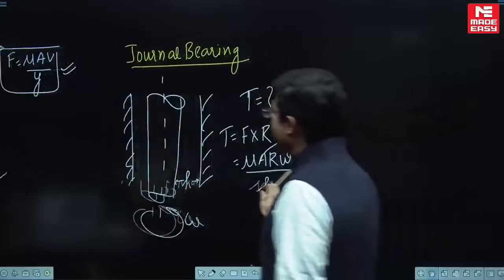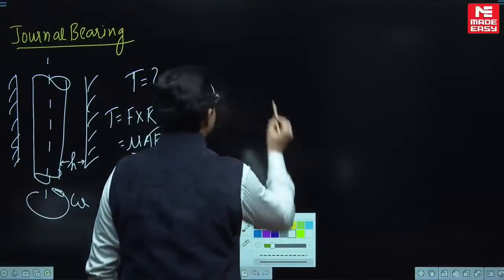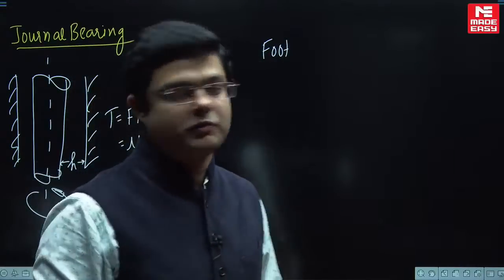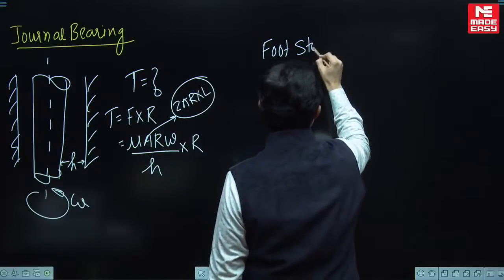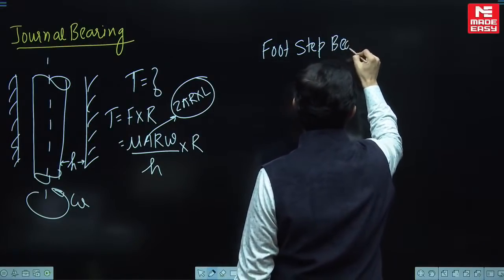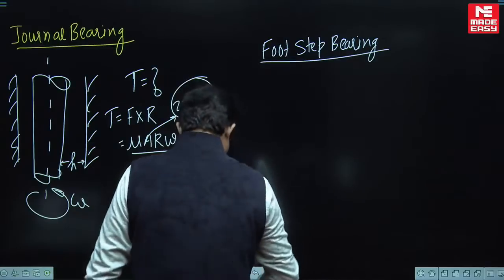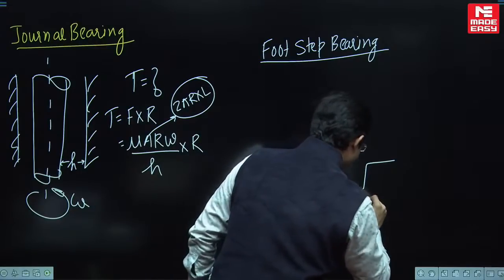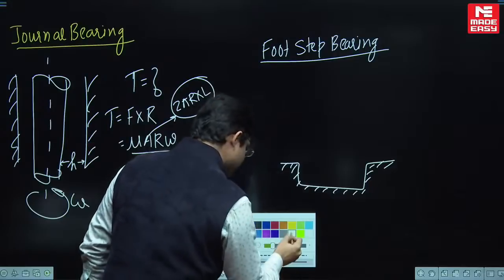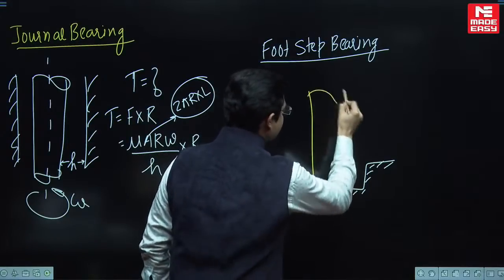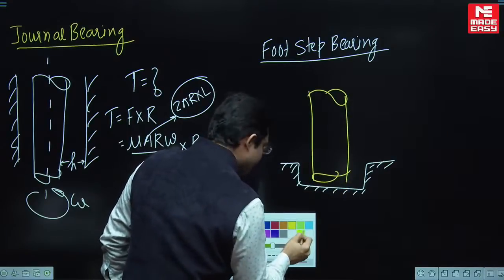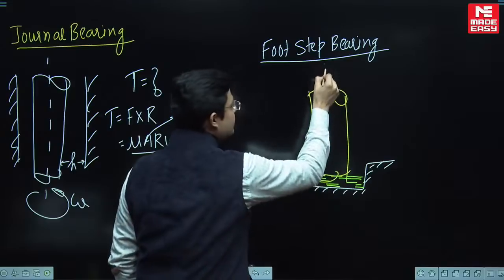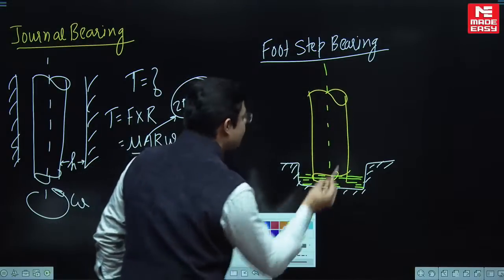Similar variety of questions can be asked like a footstep bearing. Beta, these are very important things for the GATE examination. Remember, my dear students, many times in the paper, footstep bearing. So it is something like this. These things have already been covered in the classroom. I'm just making you revise. This is the shaft, and this time the lubricating oil is below here, the shaft is below here.